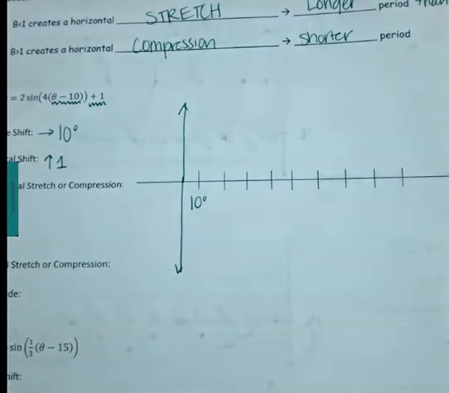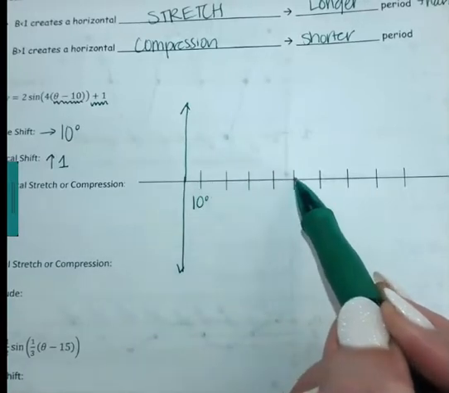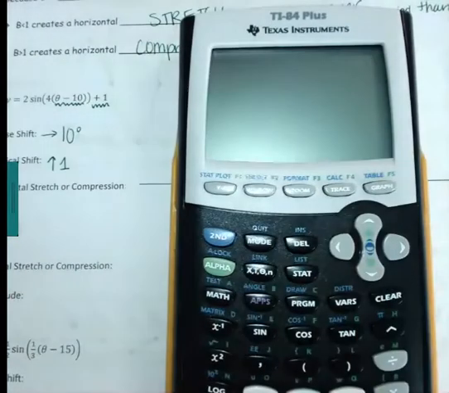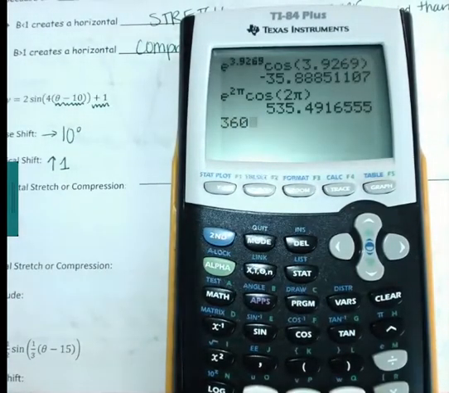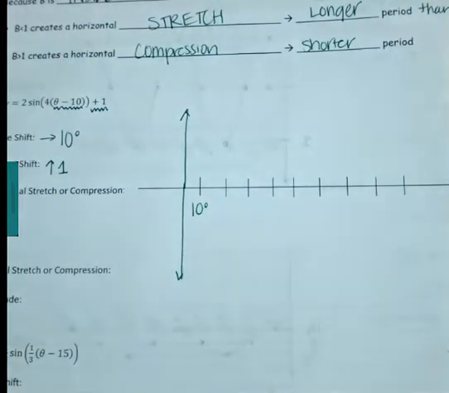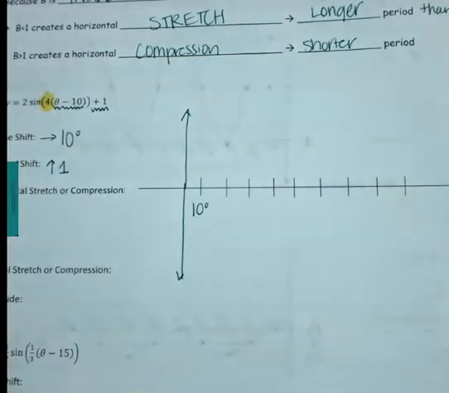Now, do you remember yesterday that we would take each of these steps? What were we adding each time? 90. Here's why. In the calculator, if I take 360 degrees, remember that's your regular period, and I divide it into 4 pieces, I get 90. Here's the problem.